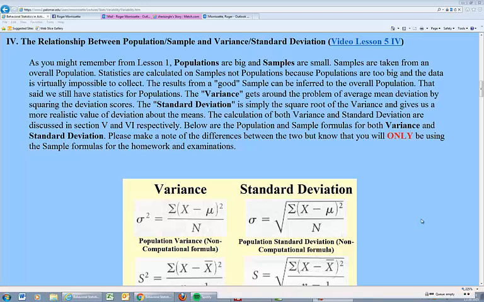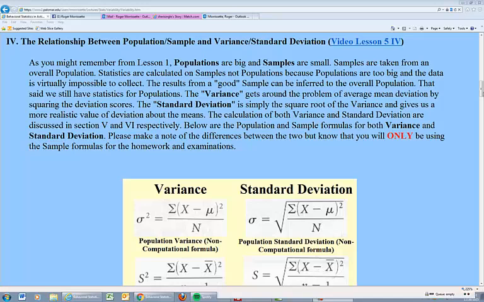Before we move on to calculating variance and standard deviation, we should know a little bit about populations and samples and the difference between variance and standard deviation. First of all, we talked about in lesson 1 that populations are large and samples are small. Samples are taken from populations. That's because it's often impossible to get the data from populations.